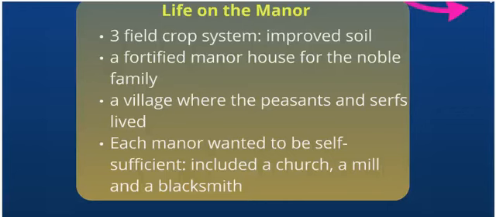And in this village, you had everything that they needed to survive. So you had your blacksmith shop, you had your mill, you had your church, you had your carpenter. Everything that they needed in order to survive, they had in that village, because each manor wanted to be self-sufficient. It included church, mill, blacksmith, anything that they needed, baker, clothes maker, shoemaker. They had all of those things in the village.